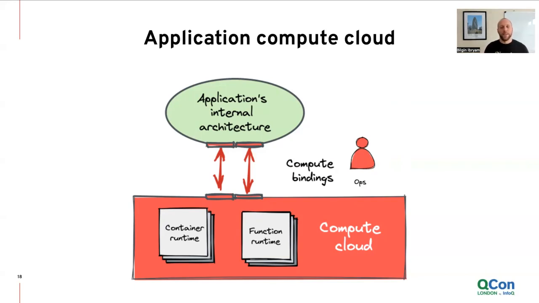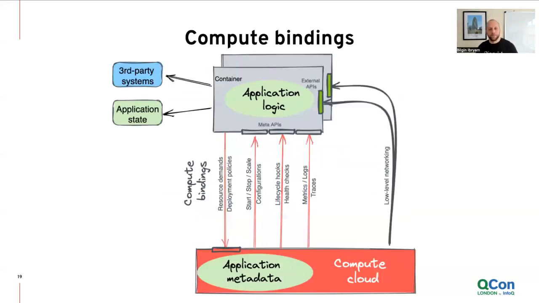On the diagrams, this contract between the application and the compute cloud is in the form of API interactions, configurations, and even practices such as rolling deployments. All of that we'll refer to as compute bindings. So let's see how we bind an application to the compute layer and what those APIs are.